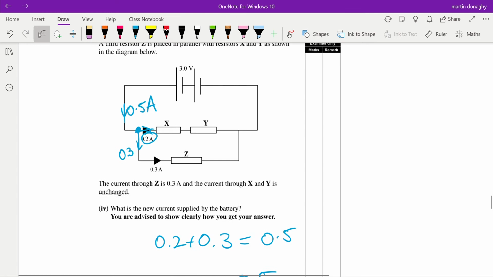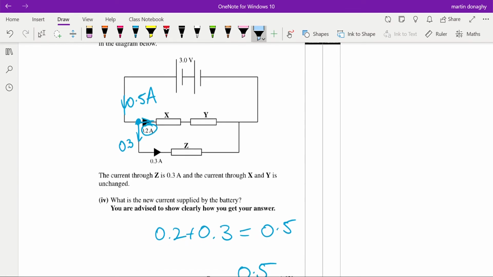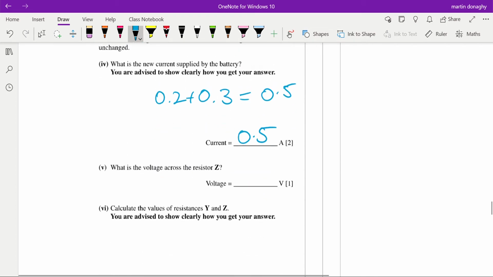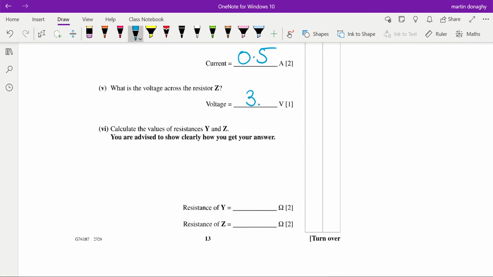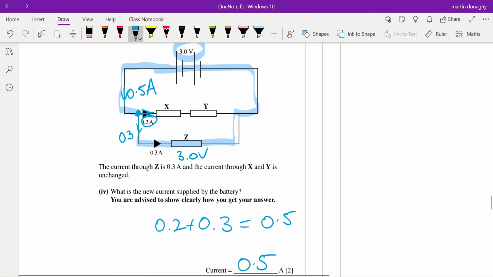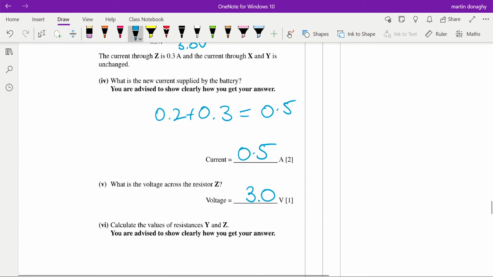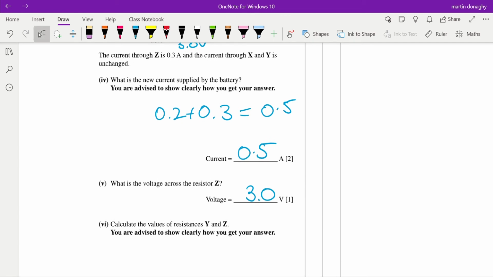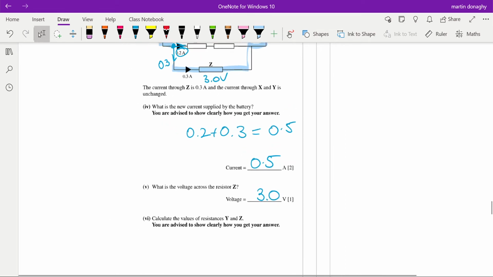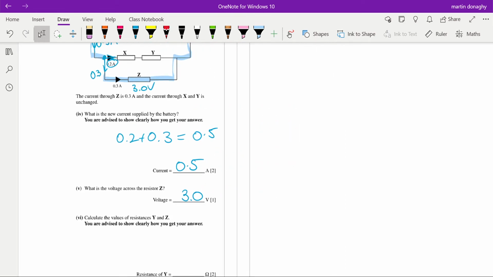What is the voltage across Z? Well, if we take this path around the circuit, the sum of the voltages has to add up to give the supply. That's 3, which means there must be 3 volts across Z, because it's the only component on that lower path. Calculate the values of the resistances of Y and Z. You're advised to show clearly how you get your answer.